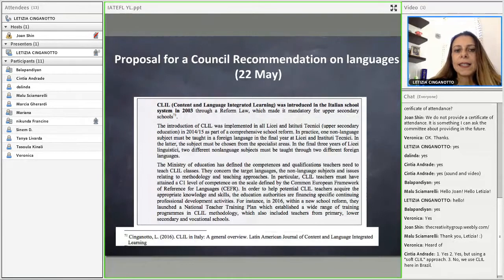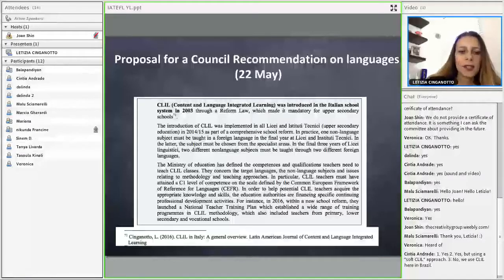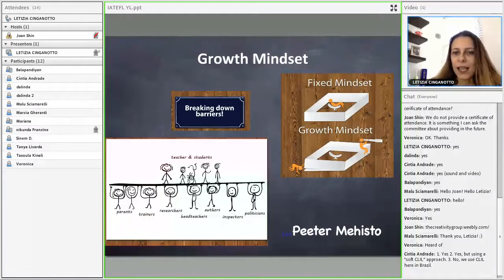And as I said, this is the proposal for a council recommendation on languages, and CLIL in Italy has been highlighted as well, and also one of my publications has been mentioned in the recommendation.